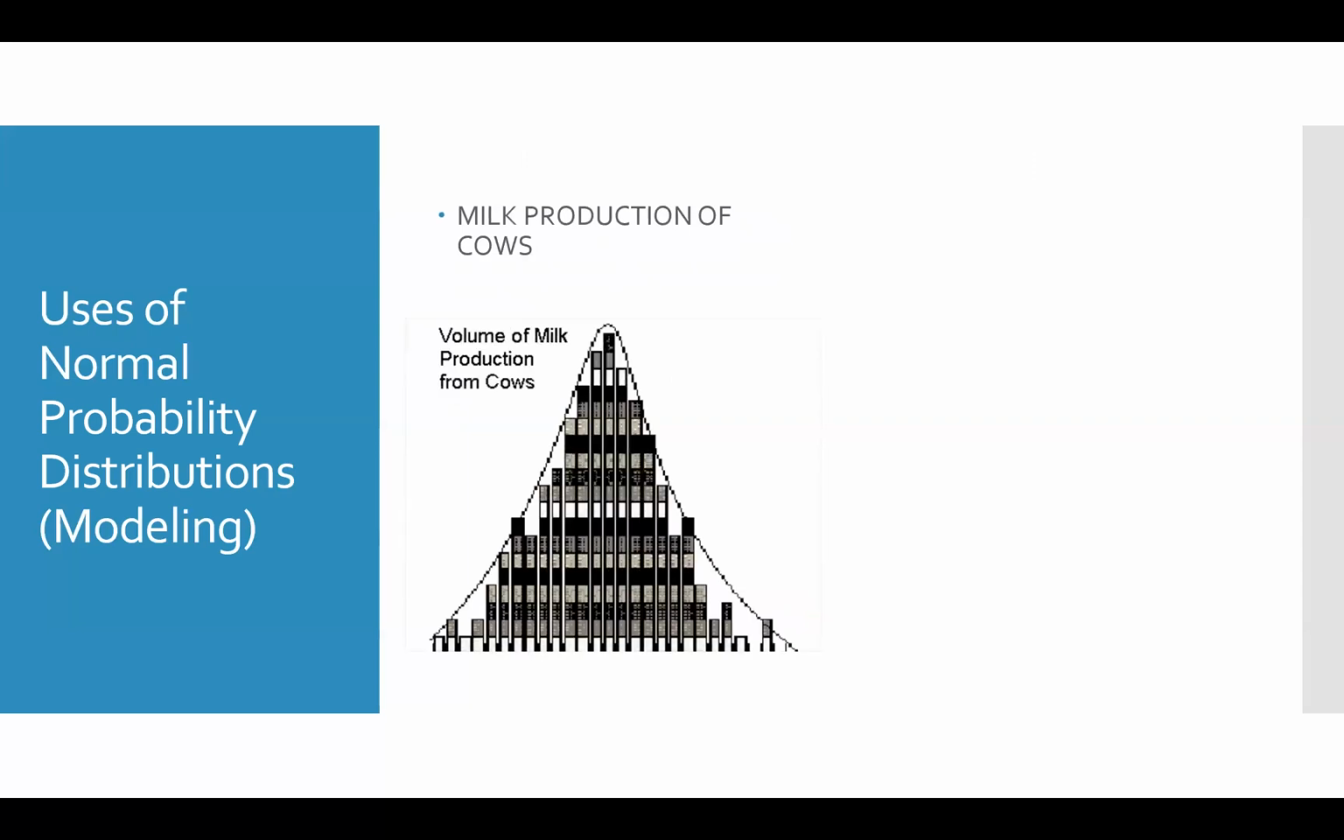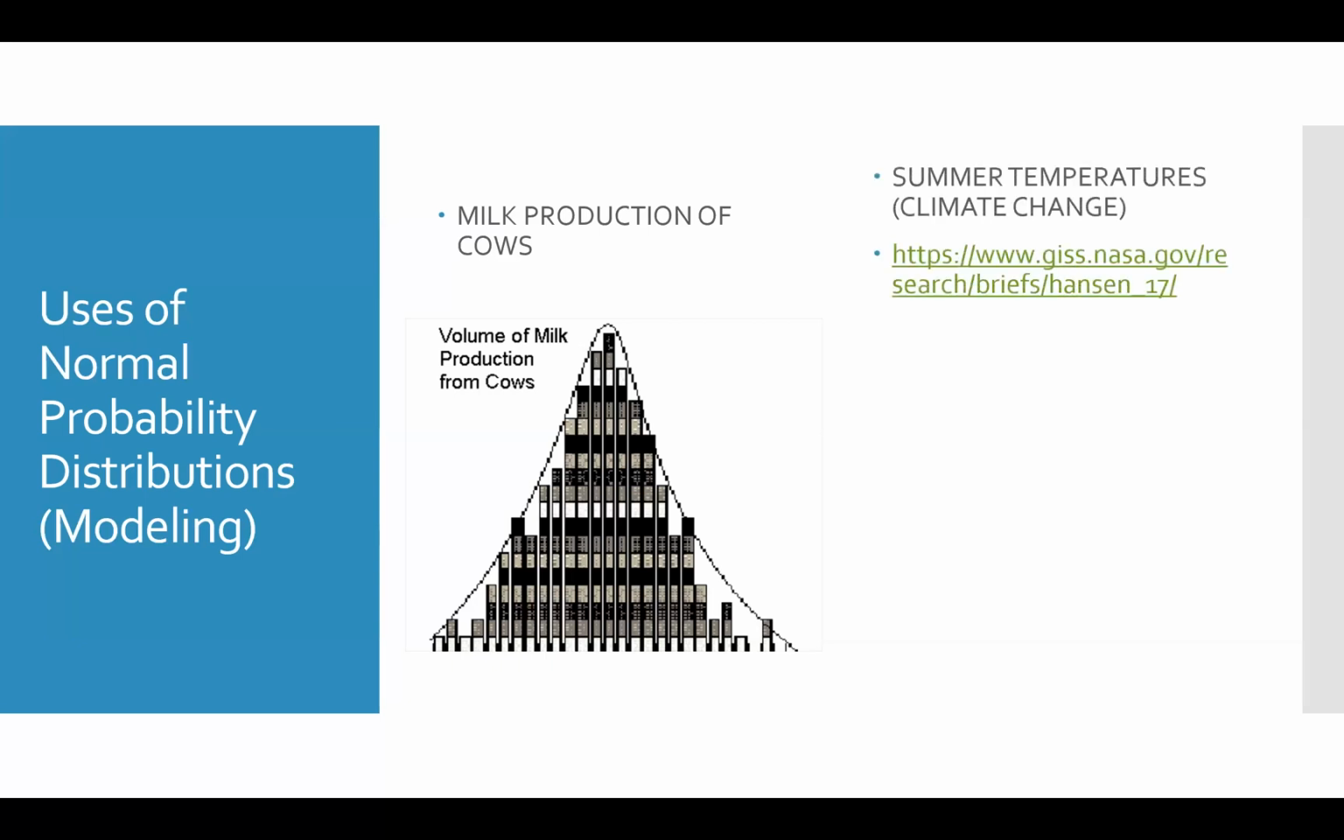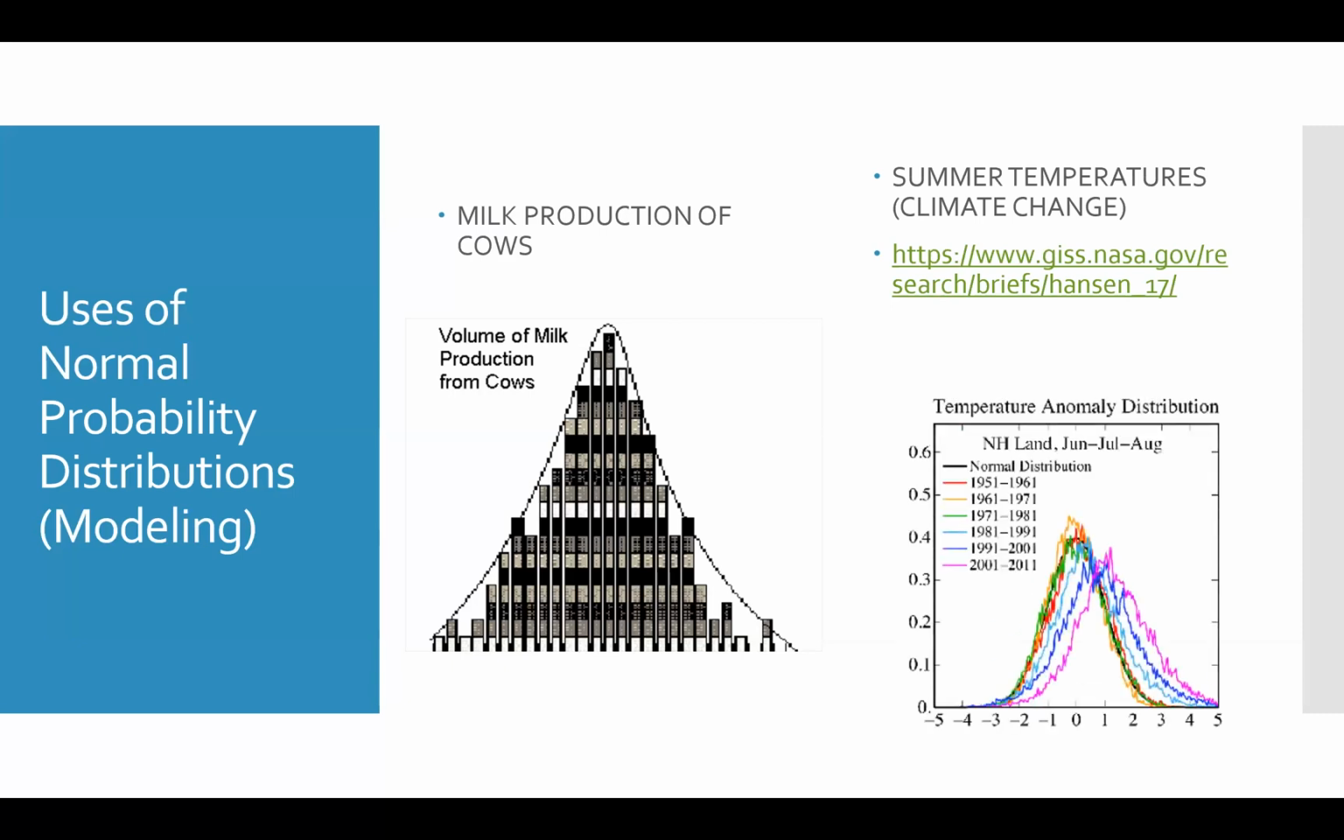Milk production of cows. You're going to have some cows, most cows are going to produce an average amount. You're going to have some cows that produce a lot more or a lot less. Hopefully you only have maybe 1 or 2 that don't produce very much milk, especially if that's what you're basing your career on if you're raising cattle and making milk.